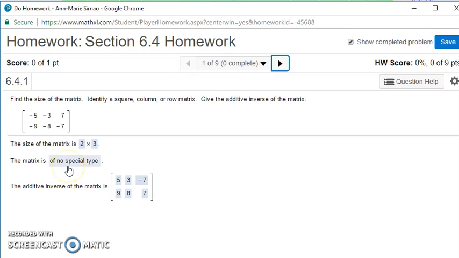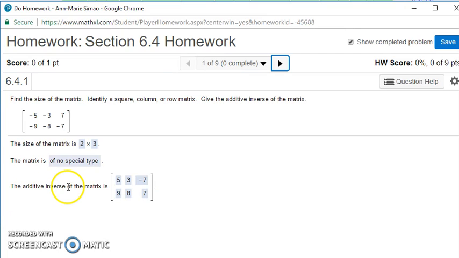This is a matrix of no special type. If it was a square, it would have what? It would have the same exact rows and columns, 2 by 2, 3 by 3. A column matrix is made up of one column and multiple rows. A row matrix has one row and multiple columns.